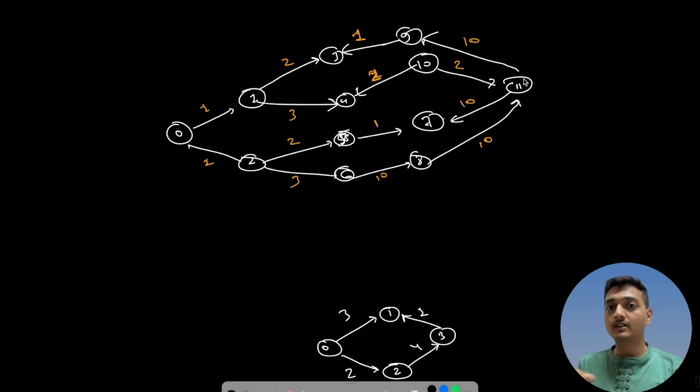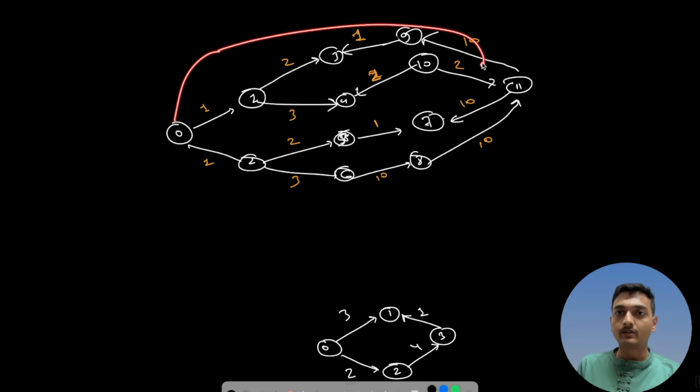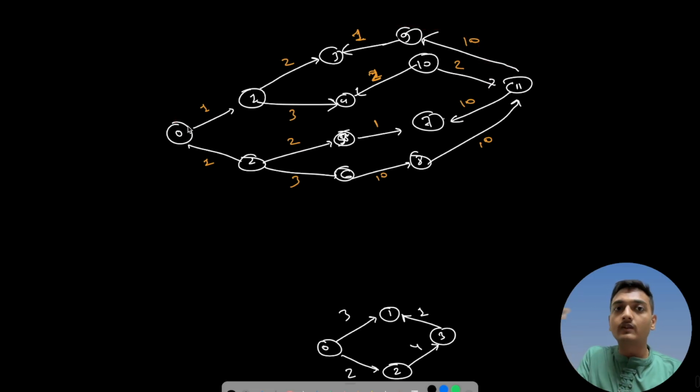And what is the problem that I need to solve? I need to reach the last node, the n minus 1th node. Okay, so what can I do? There is no direct path from 0 to n minus 1, right? So I need to just carry forward. I need to move in the forward direction, and the forward direction is only 2, 1 and 2. So let me move.